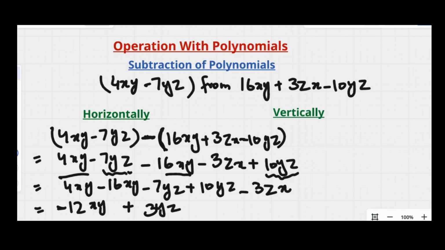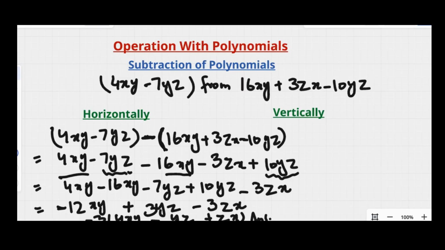The remaining value is minus 3gx. There are three values. We can take a common value: 3 fours are 12. If we take minus common, 4xy, this sign will be changed, minus yz, and this sign will be changed, zx. This is our answer.